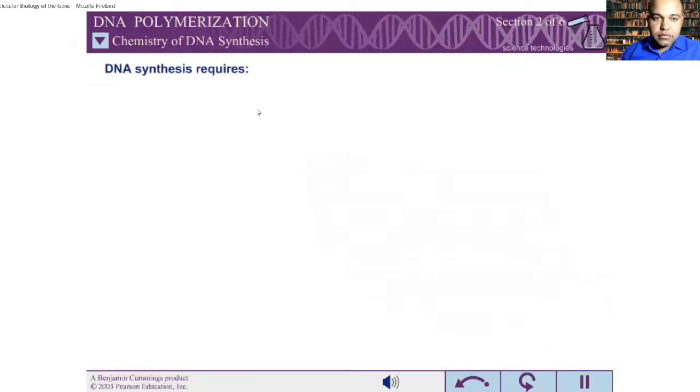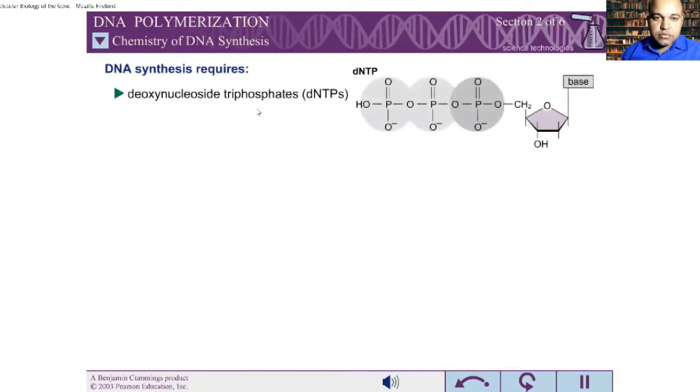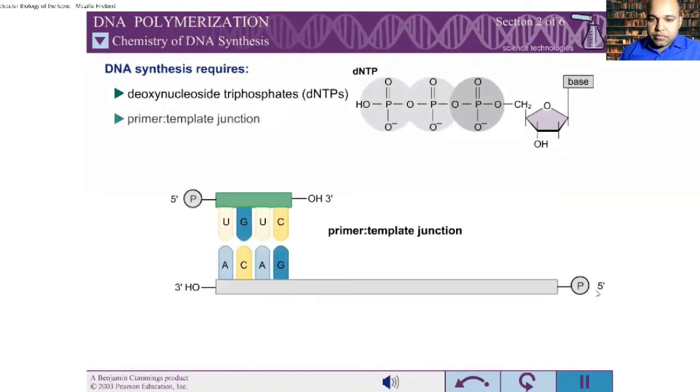DNA synthesis requires deoxynucleoside triphosphates and a primer template junction. See, each and every DNA biosynthesis always requires certain nitrogenous bases which must be incorporated in the growing nucleotide chain.